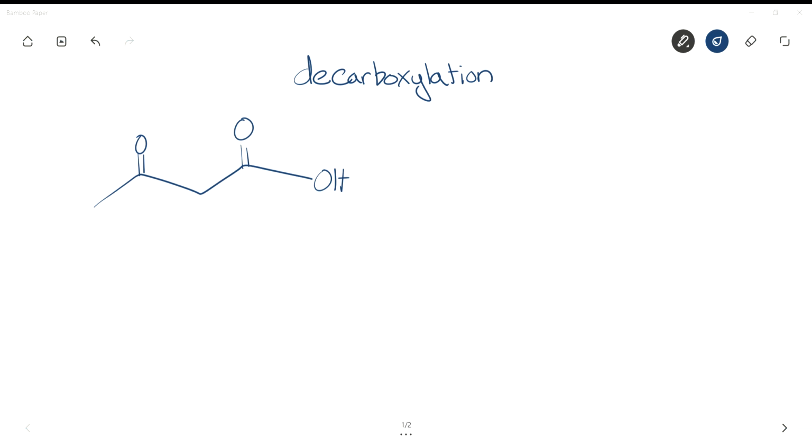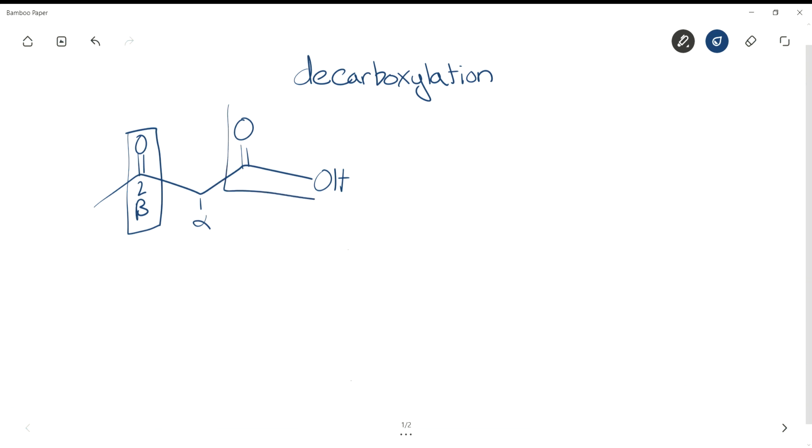A decarboxylation reaction can occur when there is a carbonyl that is beta from a carboxylic acid. And what I mean by beta is that it is 2 carbons away from the carboxylic acid carbon. Okay, and typically we call position 1 as alpha and position 2 is called beta. And so you can see that we have our beta position carbonyl.